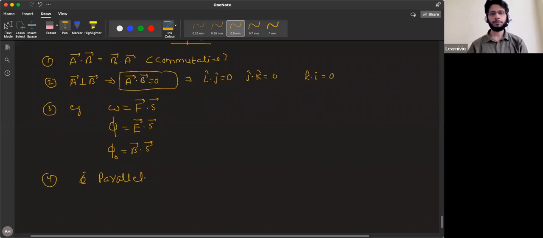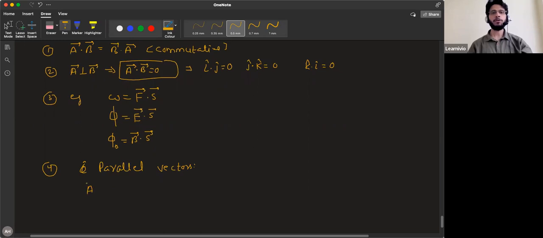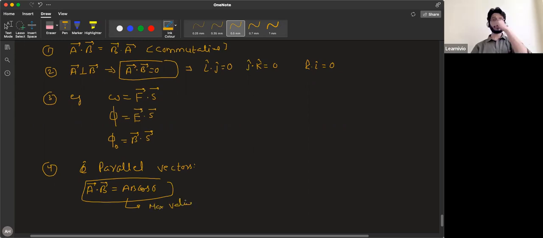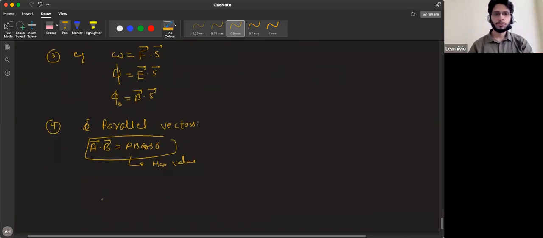The next is parallel vectors. If you have two vectors which are parallel, vector a dot vector b, then this is ab cos 0. This is the maximum value of dot product. Dot product will have a maximum value only if you have two vectors which are parallel. So if I ask you to calculate the dot product of i cap and i cap, both are acting along the same x-axis. Or j cap dot j cap, or k cap dot k cap, that comes out to be 1.